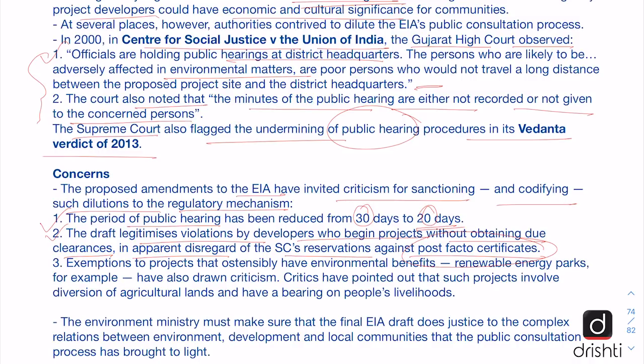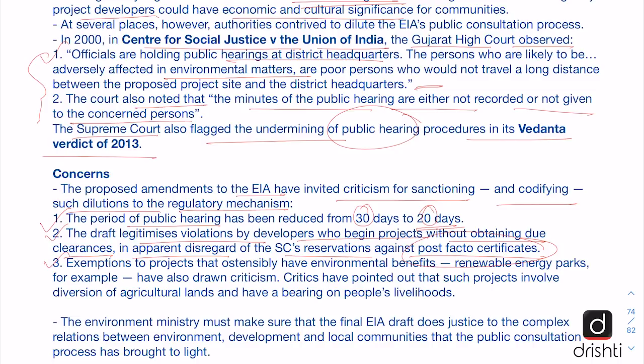Nobody should be allowed to start any project without having due clearances, because the harm caused to the environment by such projects cannot be undone by punishing these people or by taking a hefty penalty from them.